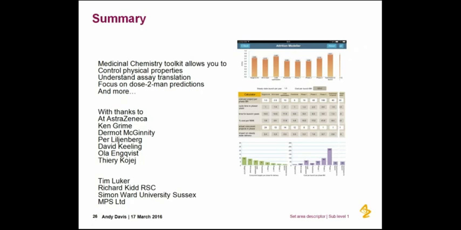So the app is out there, it's on iTunes, we'd love you all to use it. It allows you to control physical properties, understand assay translation, and focus on dose demand predictions, and that was really important for us, working really closely with the DMPK team at AstraZeneca Charlotte. This app was helped along by many colleagues at AstraZeneca and outside AstraZeneca, and they're listed there. And on the right-hand side, I've got up Paul's paper on nutrition. If you want to play drug discovery companies, you can see what happens when you change cycle time, number of projects in different phases, and costs to develop them.